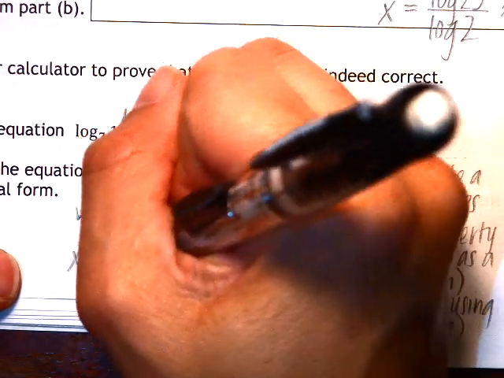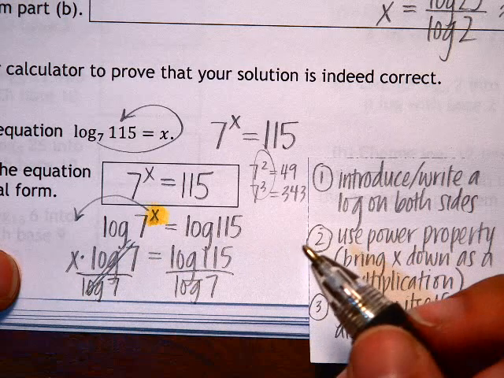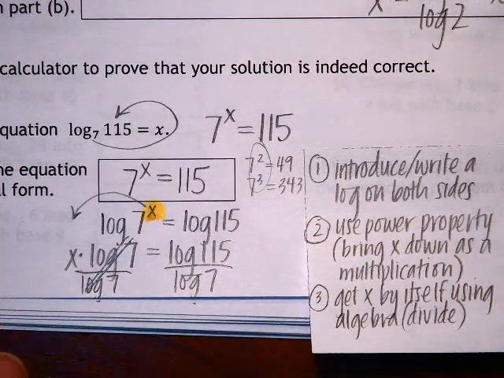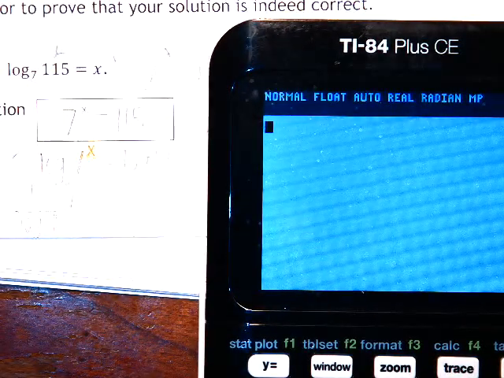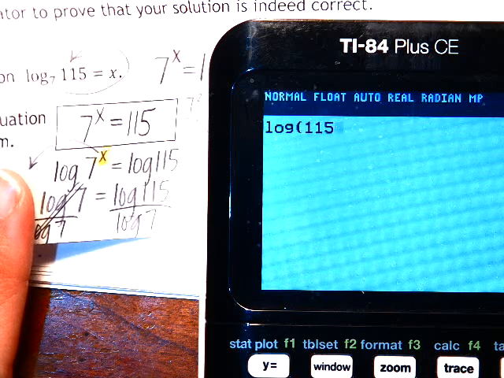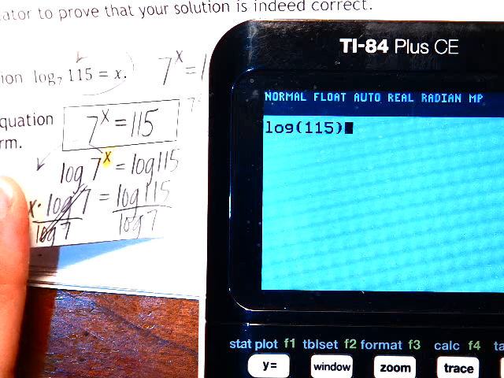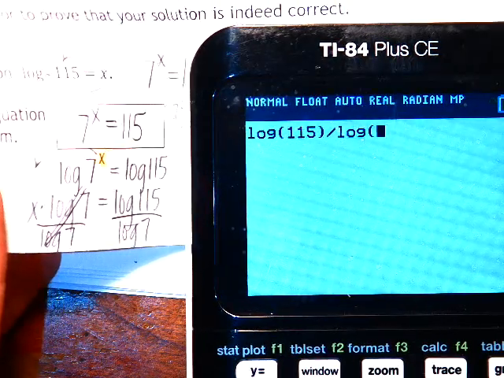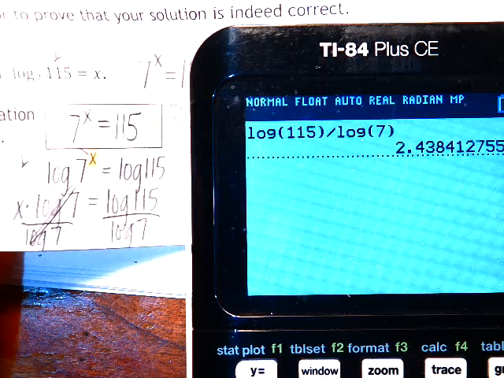By dividing, you've canceled out the multiplication on the left, which means x is now by itself. On the right hand side, you've got a mess, but remember this is a mess your calculator can handle. So into your calculator, you'll type log 115. And if your calculator has parentheses that open when you press the log button, make sure you close the parentheses before you type the rest of this division. Divided by log 7, close those parentheses as well. It'll give you a decimal.